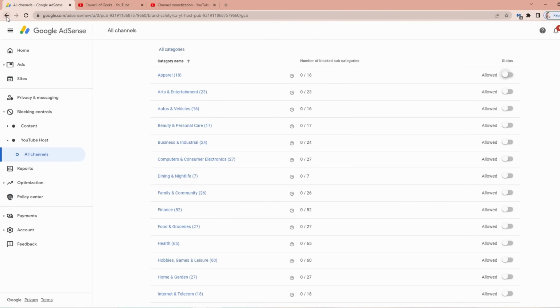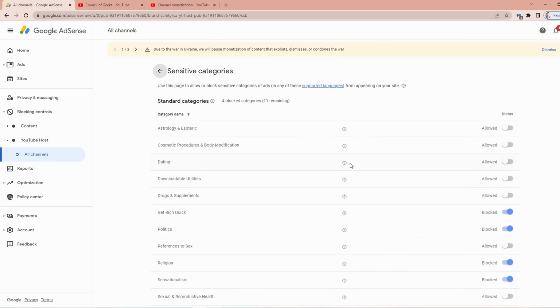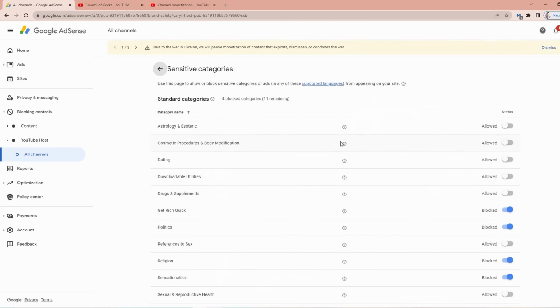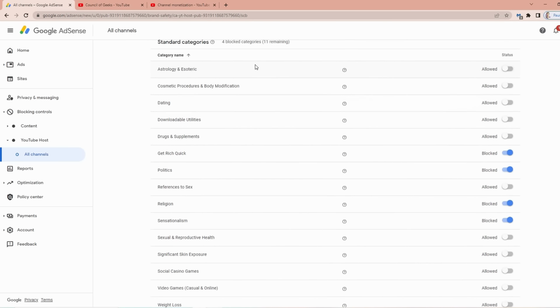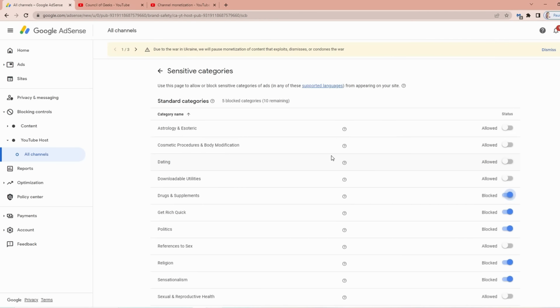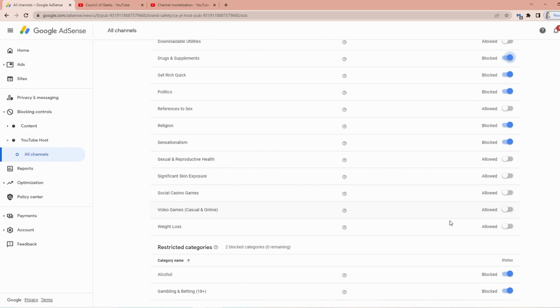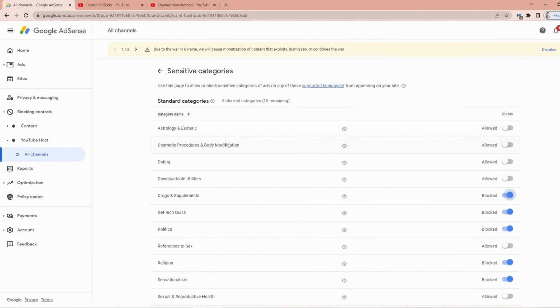So let's back out. Sensitive categories. Now, this I had messed with before, and I had already blocked certain sensitive categories. It is actually kind of nice that Google separated these out from the rest, because these are the sorts of things that folks tend to be more likely to not want. So things like dating apps, drugs and supplements. Actually, you know what? I'm going to take that off. But I had already blocked political ads, get rich quick ads, religious ads, sensationalism, alcohol and gambling. So those were already blocked on my channel from being able to run ads. However, Matt Walsh's stuff still slipped through.